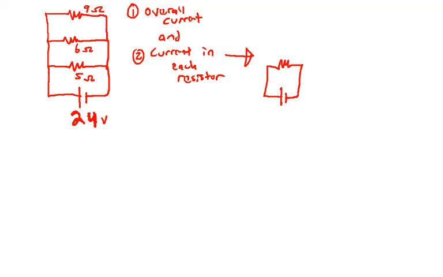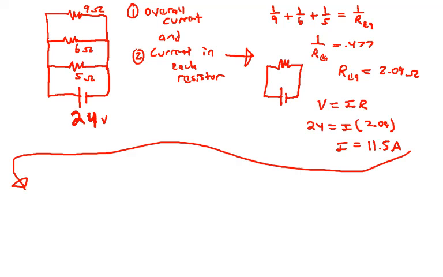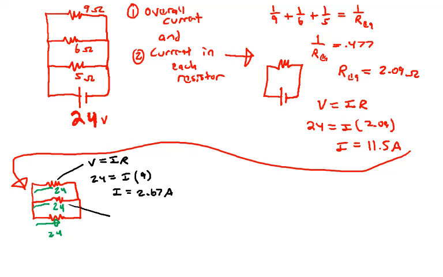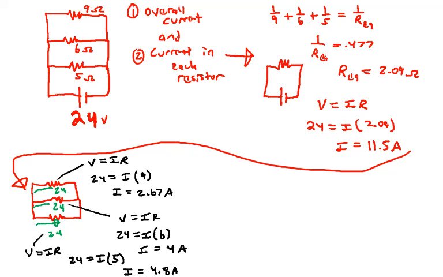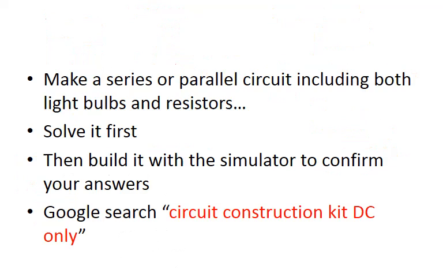All right, so we should get an equivalent resistance of 2.09. The overall current is 11.5 amps. And then each of them gets a full 24 volts. So the top one's 2.67 amps, the middle one is 4 amps, and the bottom one is 4.8 amps.